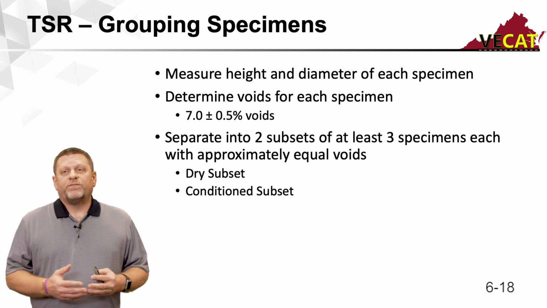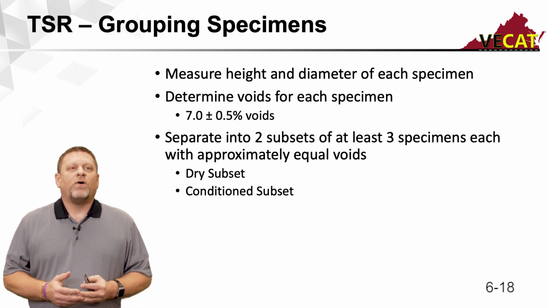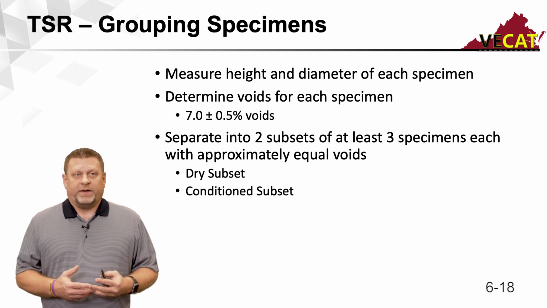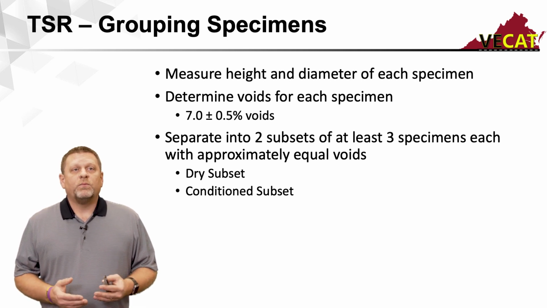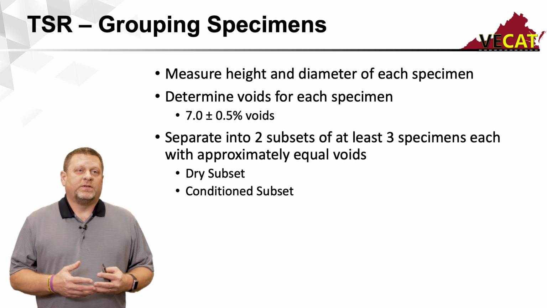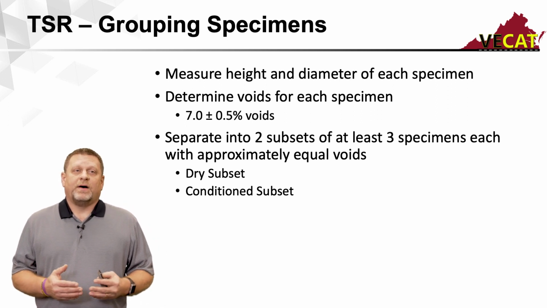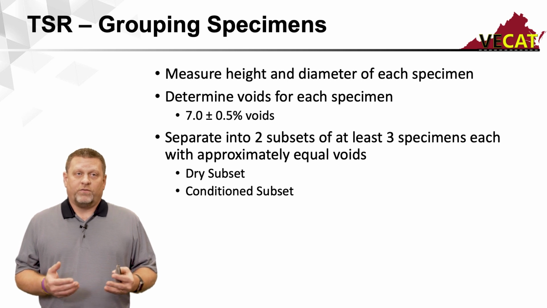After we've stored them for a day, 24 hours, the first thing we want to do is measure the height and the diameter of each specimen. Once that's been done, we're going to determine the voids of each specimen. The void content has to be around 7% plus or minus 0.5% air voids.